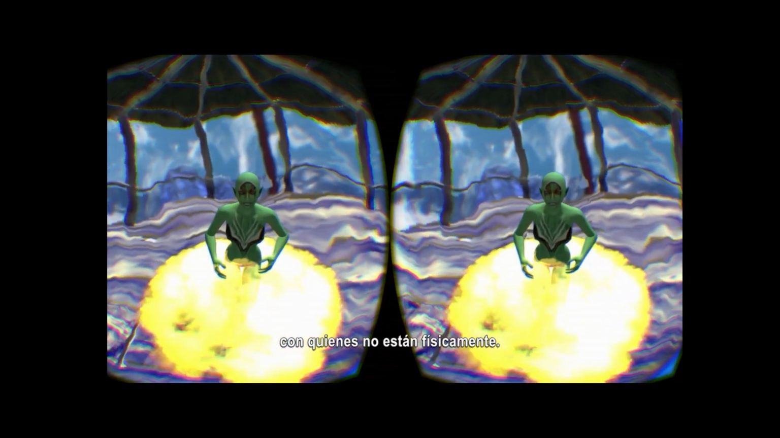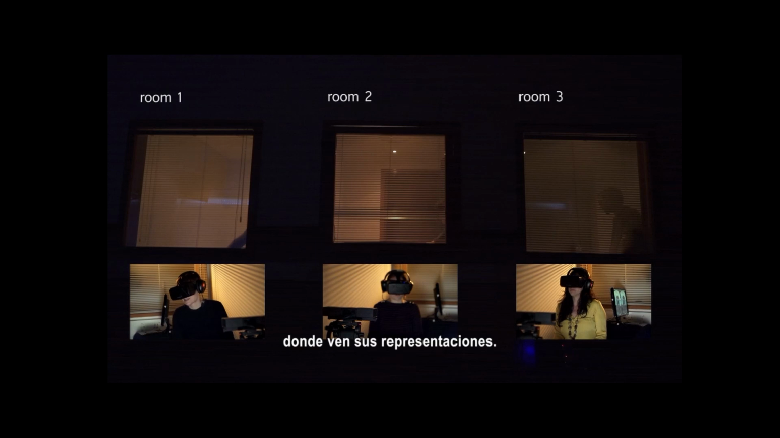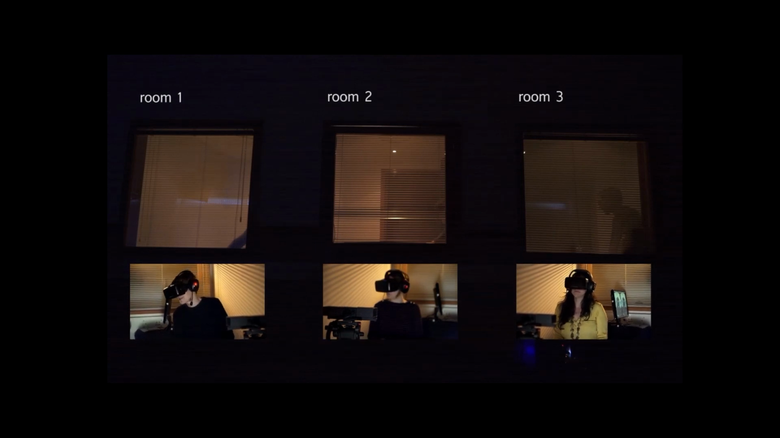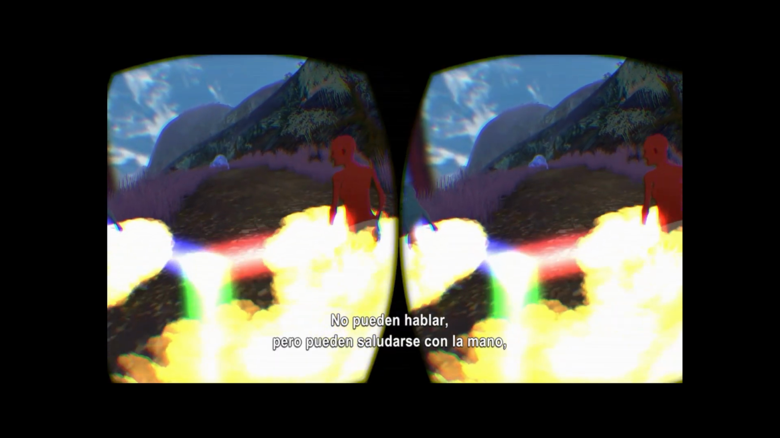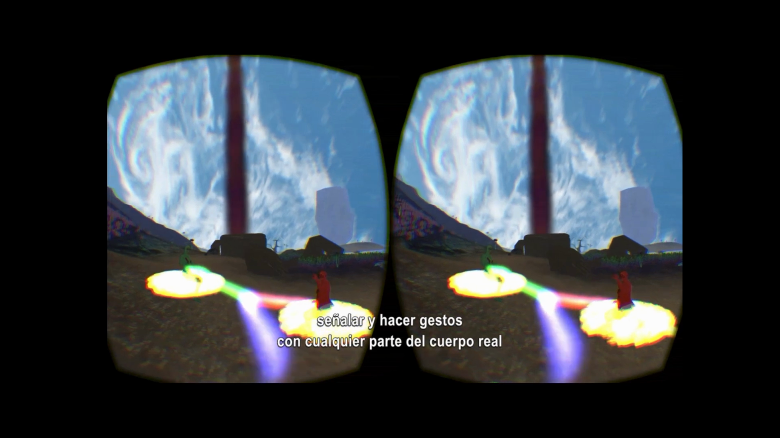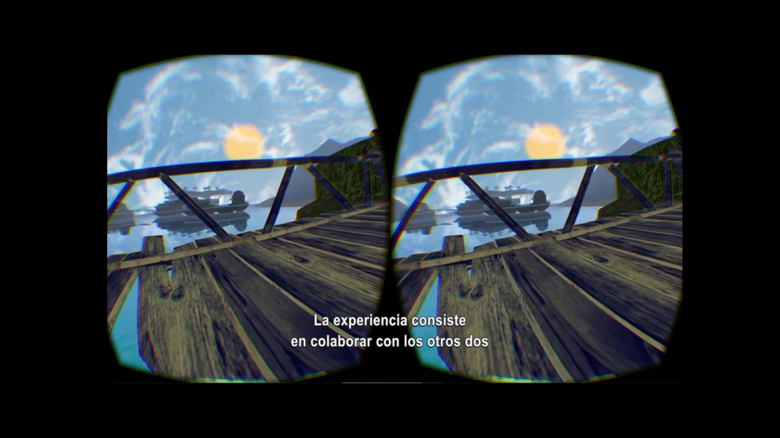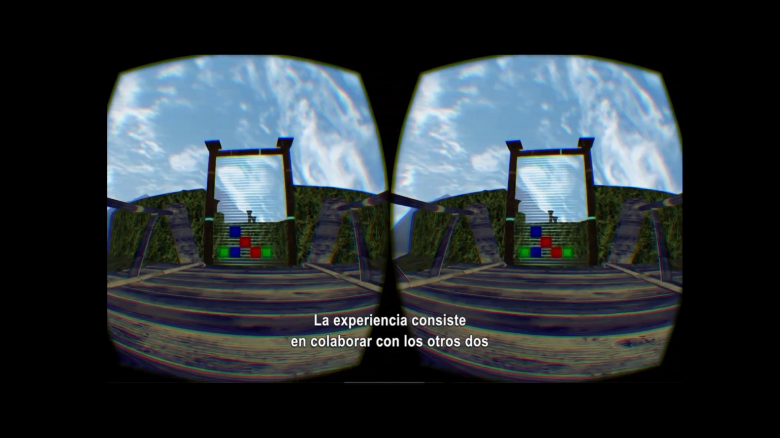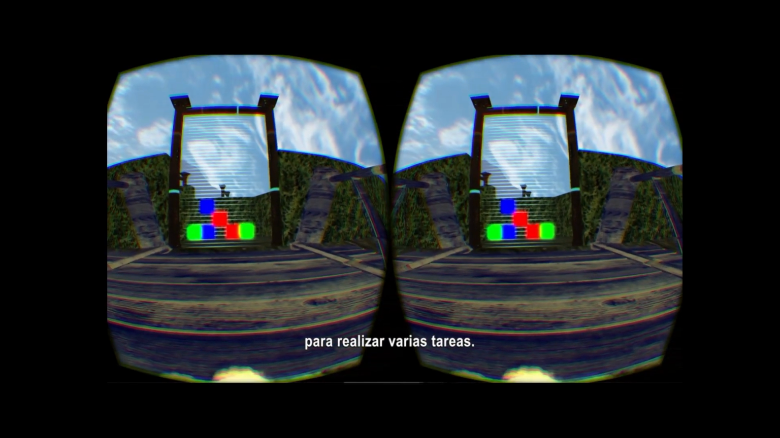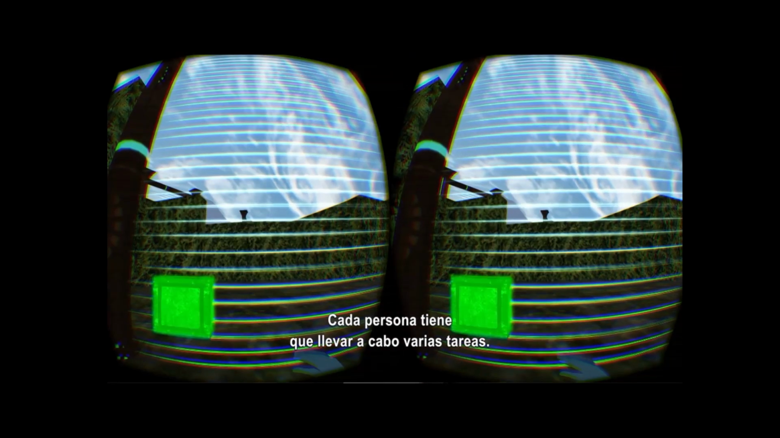These three people, they don't meet physically, they only meet in the virtual reality where they see each other's representations, and they can't talk to each other, but they can wave, they can call each other, they can point, and they can make any gestures with their real body which are reflected in movements of their virtual body. So they have this experience of working together in a number of tasks with the two other people. Each three-person unit has to carry out some tasks.